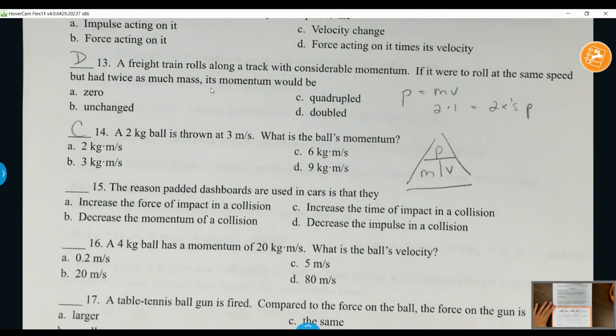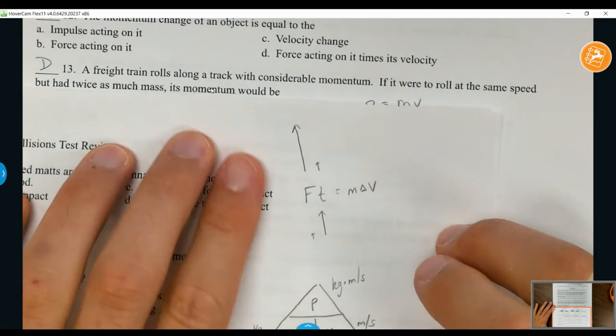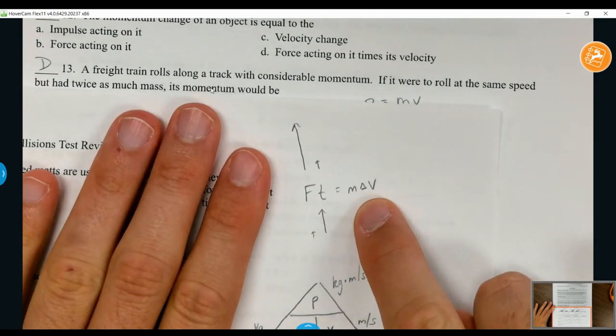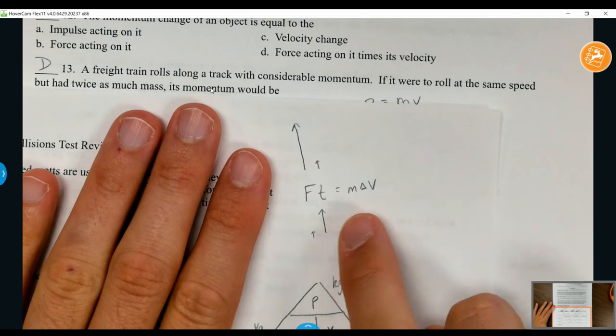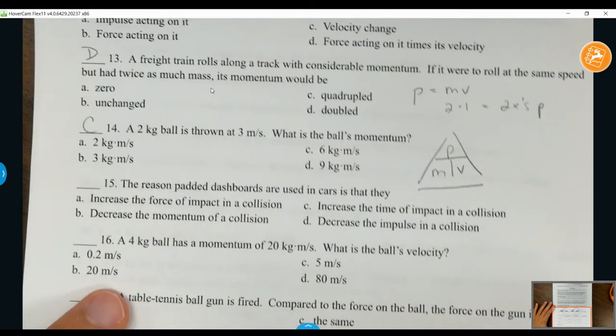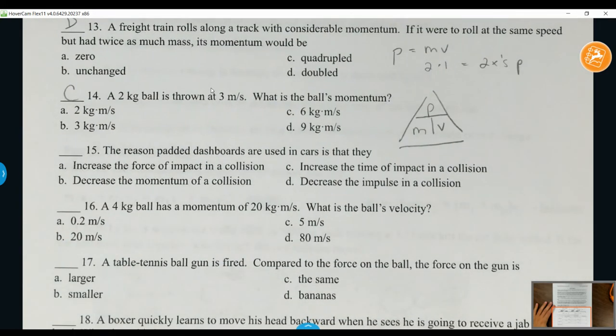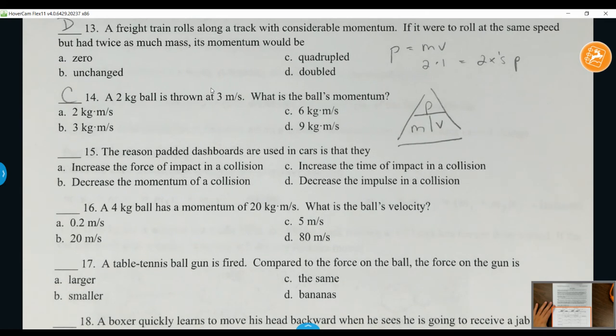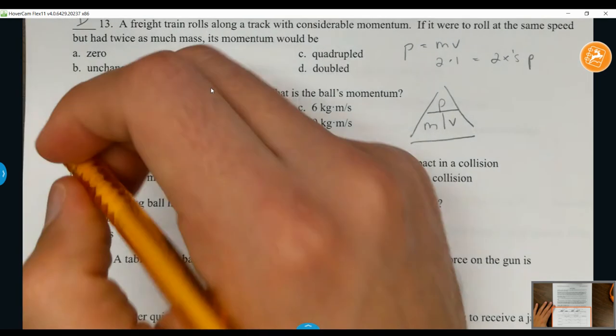The reason why padded dashboards are used in cars. So remember that whole thing we did on the front side? The impulse is equal to a change in momentum. We want longer time because it's less force. So the padded dashboards, what is the reasoning here? What letter are we looking to get? They increase the time of impact in a collision. So we're looking at letter C.